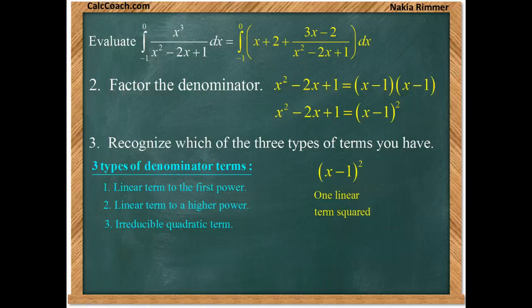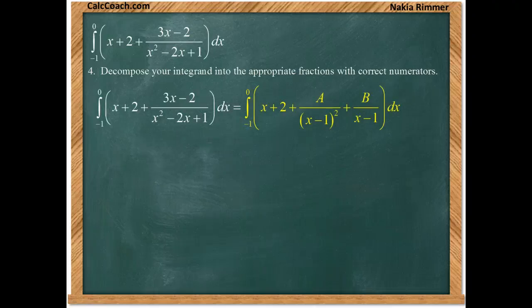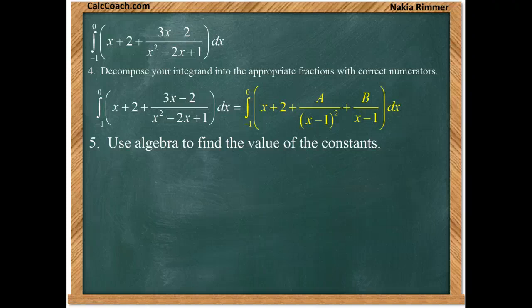And so how do we handle when we have a linear term that's raised to a power of 2? Well, when we go to decompose, we have to take a fraction for each power of the denominator. So we have an x minus 1 squared as the denominator of one fraction, and an x minus 1 to the first as the denominator of the second fraction. The numerators of these end up as just constants. So we have decomposed it. And now it's our job to chase down the constants. What is A and what is B that will make this happen?